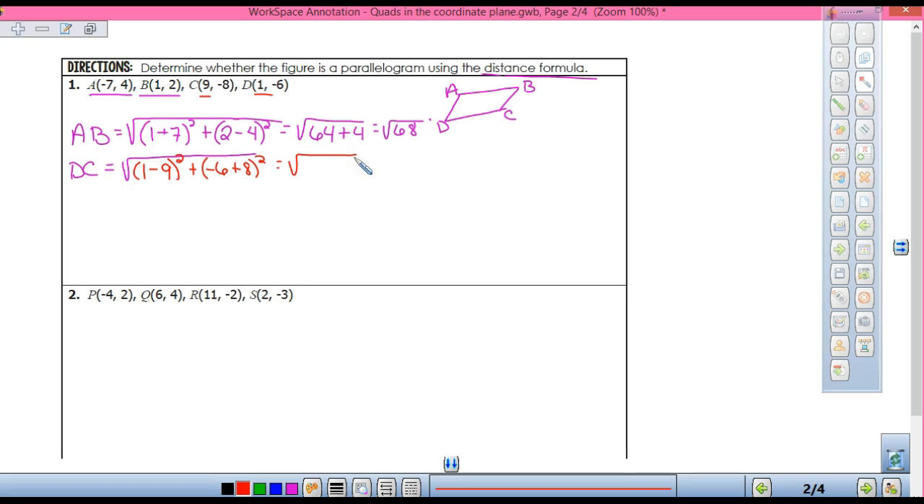So 1 minus 9, -8 squared is 64, plus -6 plus 8, 2 squared is 4. That gives us the square root of 68. So are these two congruent? So we're good with those two. Okay, but now I only have one, that's just one pair of sides, right? So now I've got to find the other pair of sides.